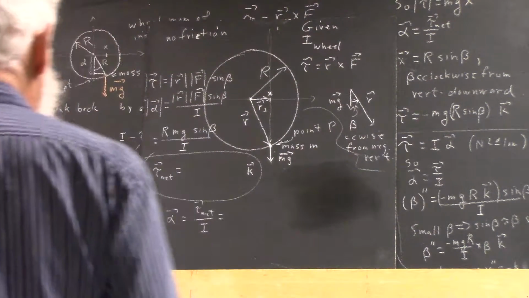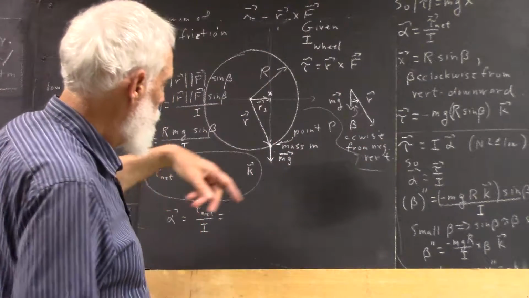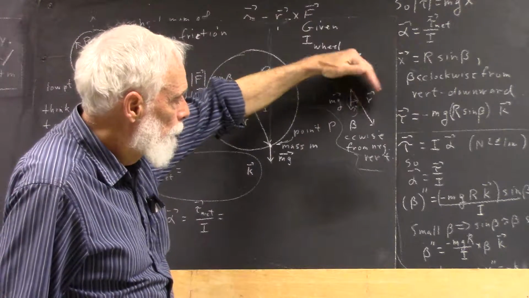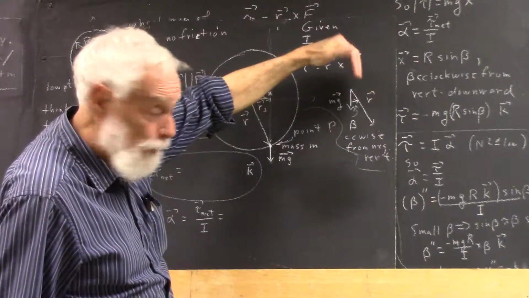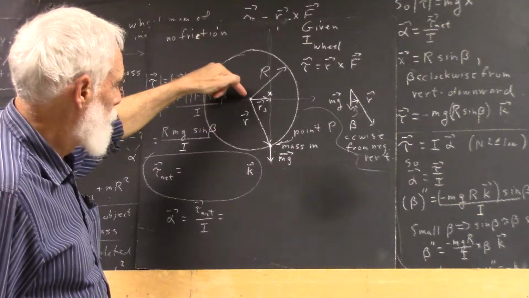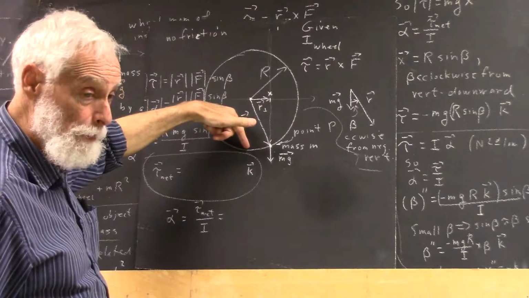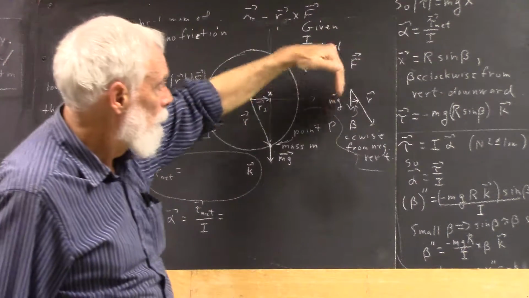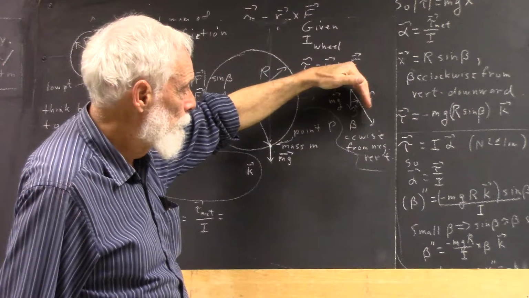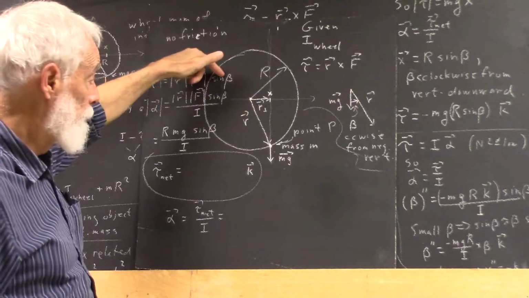Okay, so summarizing what we've seen and where we are, I've added a couple of things to the picture here. We're going to measure beta clockwise from the negative vertical direction, clockwise from the direction of the r vector when the mass is at its equilibrium position, so that if r is in this direction, beta is positive and sine beta is positive.